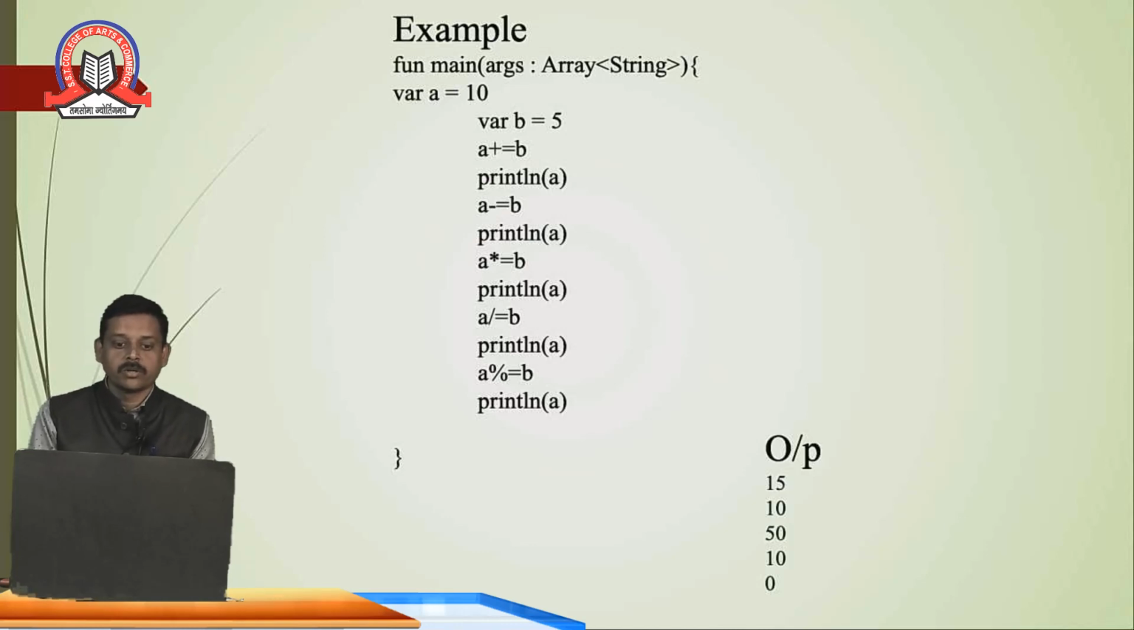Similarly, it will go for the rest, that is a into b. Now this is 10 into 5, the output is 50. Now a is 50, so a divided by b, where b is 5, is 50 divided by 5, that is 10. Now a has become 10. So 10 mod equal to b, that is 10 mod 5, the value is 0. So the output will be 15, 10, 50, 10, 0.